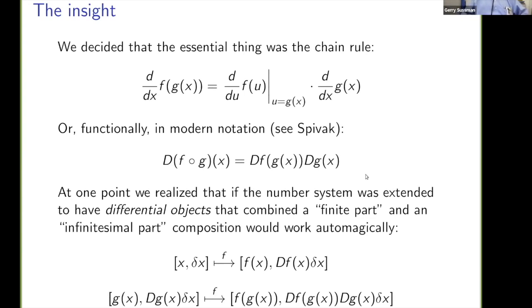At one point, Dan and I realized that if the number system were extended to have differential objects that combined a finite part and an infinitesimal part, composition would work automatically. That is, if I took every function and made it so it could take a combination, just like a complex number, it has two parts. This is the finite part and the infinitesimal part. And I transformed it like this to get the value of the function at the finite part plus the derivative of the function at the finite part multiplied by the infinitesimal part. Then if I took that and put it through another function, I get the correct answer for the chain rule.